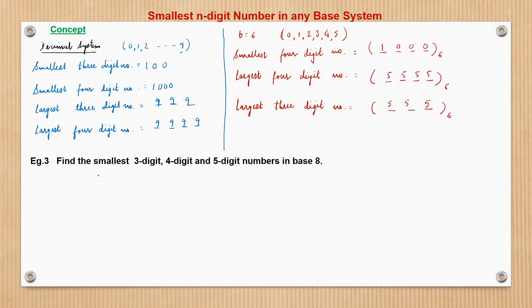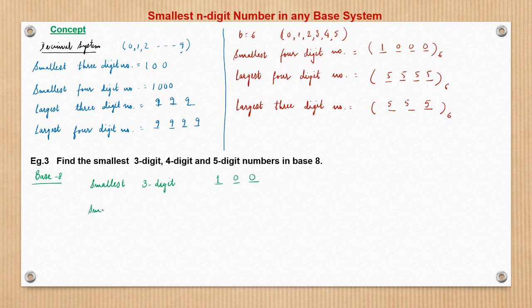Here the question is to find the smallest 3-digit, 4-digit and 5-digit numbers in base 8. An extremely simple problem, we need not even touch pen or paper. So here, the smallest 3-digit number in base 8 would be what? This first digit we cannot keep 0, and the rest of the digits we can make 0. So this is the smallest 3-digit number.